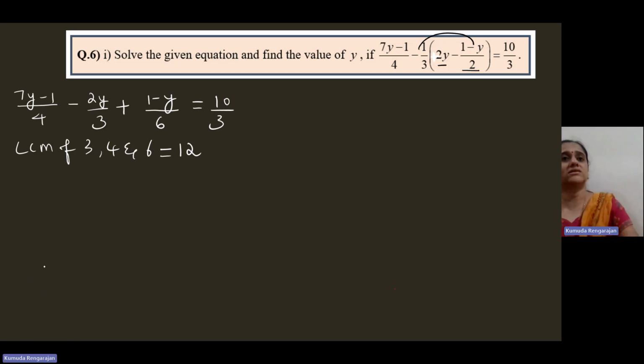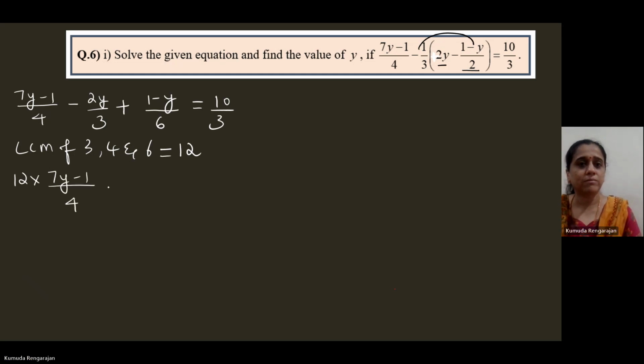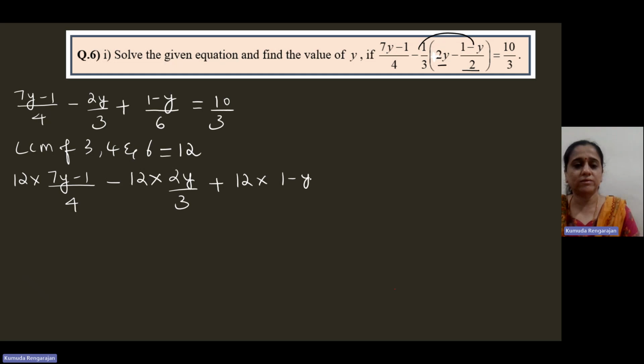Okay, so till here is it clear, children? Now multiply every term on the left hand side and right hand side by the LCM 12. So it will be 12 into 7y minus 1 by 4 minus 12 into 2y by 3 plus 12 into 1 minus y by 6 is equal to 12 into 10 by 3.